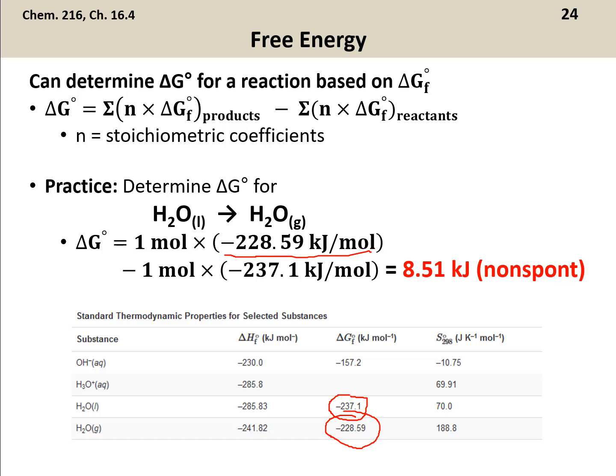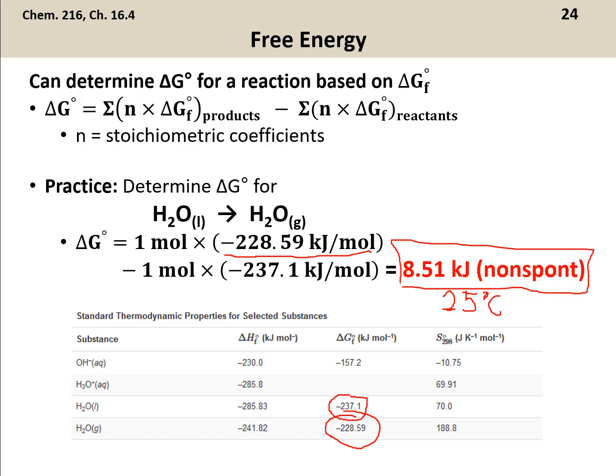And when I do this, notice it's negative, and then this is negative and then negative, so I'm going to get 8.51 kilojoules. So this will be a non-spontaneous reaction under standard conditions. Remember, standard conditions are 25 degrees C, or 298 Kelvin, and liquid water doesn't boil, doesn't turn into gas at 25 degrees C. We know this.